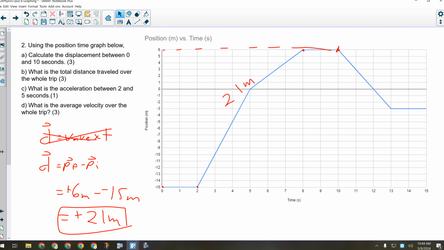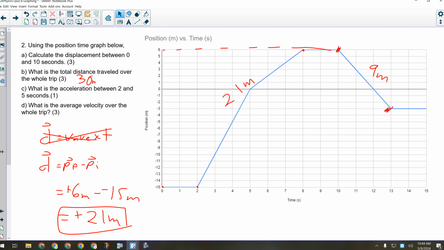But then I go from positive 6 to negative 3. That's 9 meters. Sorry, I did the final position minus initial position in my head there. So what's the total distance traveled? 30 meters, yeah.